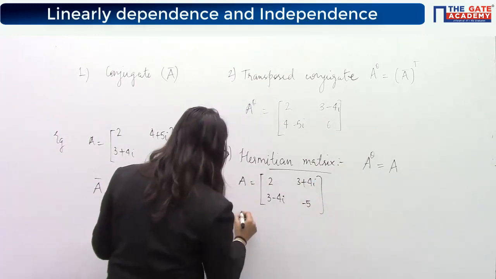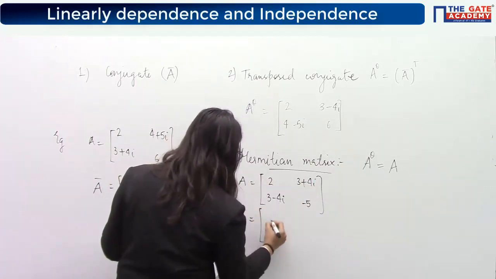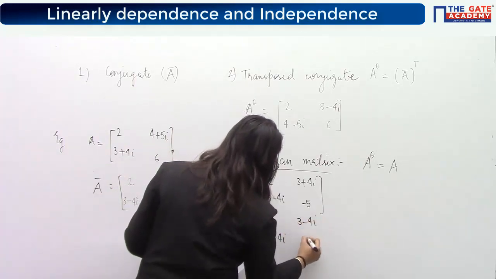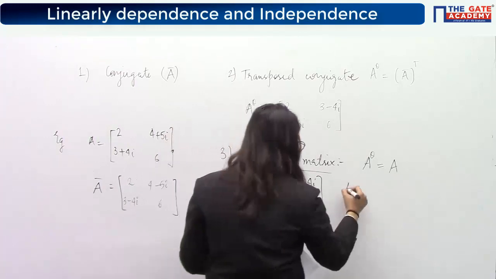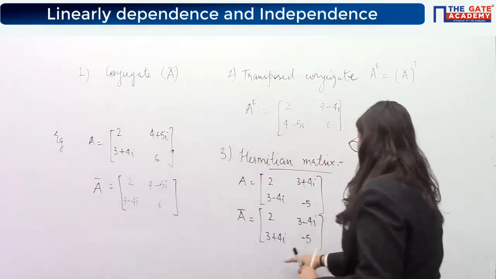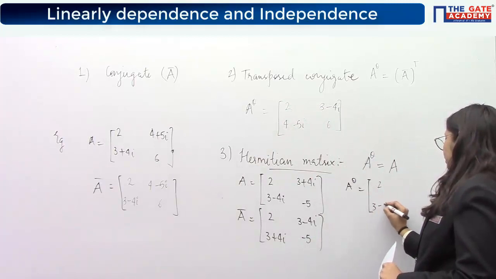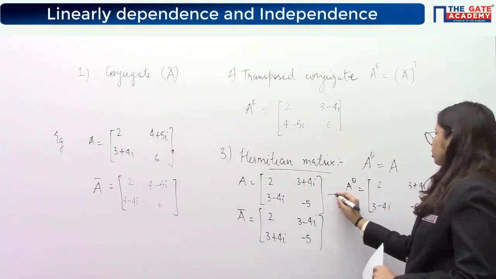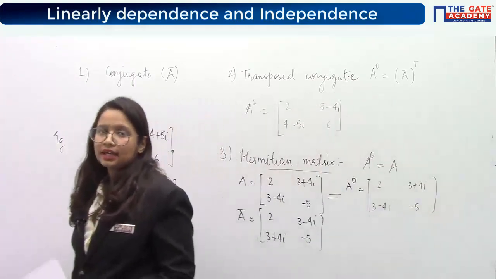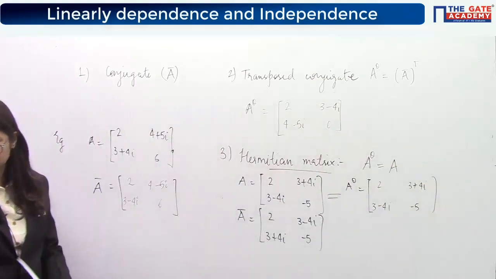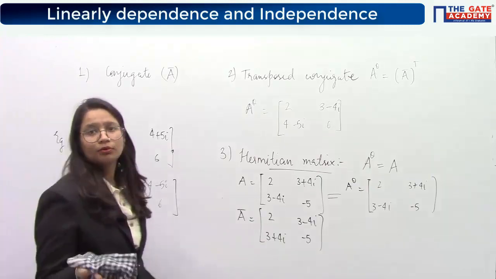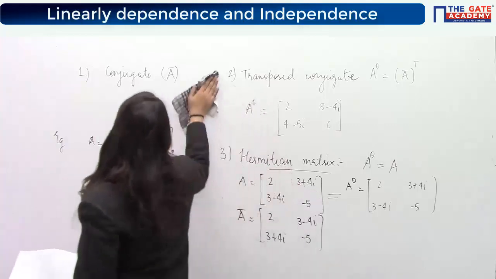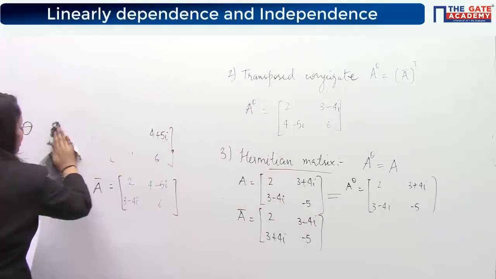So if you find out its transposed conjugate, first of all find out the conjugate. It will be 2, 3 plus 4 iota, 3 minus 4 iota and minus 5. And again if you find out A theta, meaning the transpose of this matrix, it is 2, 3 minus 4 iota, 3 plus 4 iota, minus 5. You can see both of these are equal. That means A is a Hermitian matrix. So simply remember it like this. It is the counterpart of the symmetric matrix in the case of complex matrices. Nothing new, just the counterpart of the symmetric matrix.